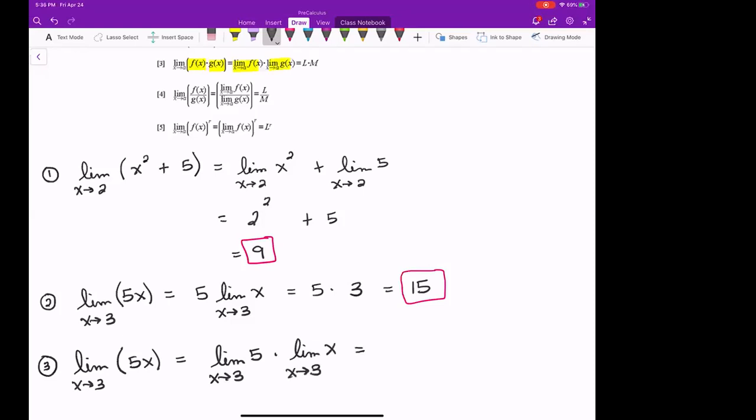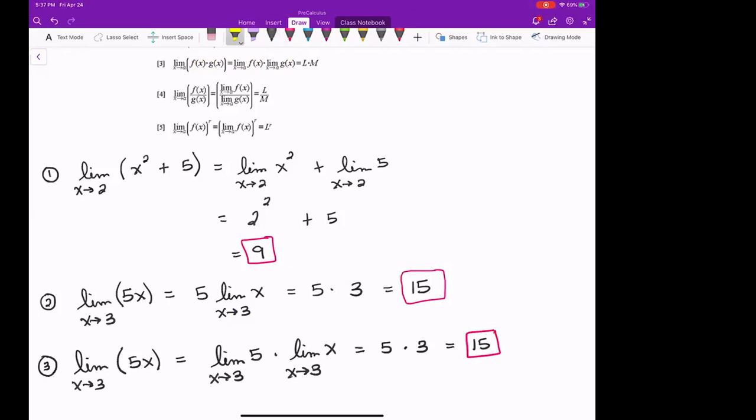And now these are two basic limits again. So the first one is a basic limit, which would give me 5. And the second one is a basic limit, which would just give me 3, which gives me the same limit of 15. Again, I'm just showing you how the properties get used. This is more helpful later on in calculus.